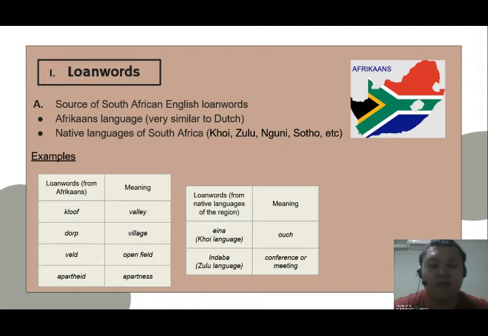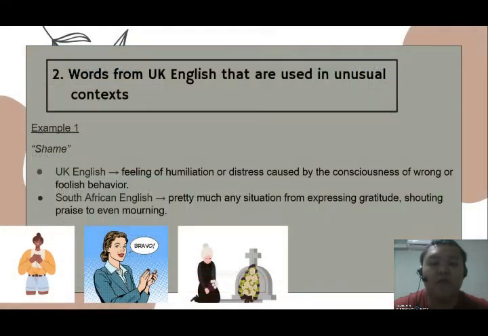And here are some examples of words borrowed from South African native languages. First, we have Eina, which means ouch in English, and this word Eina is borrowed from Khoi language. Another example is Indaba, which is borrowed from Zulu language, which means conference or meeting. Next, we have words from UK English that are used in unusual contexts in South African English.